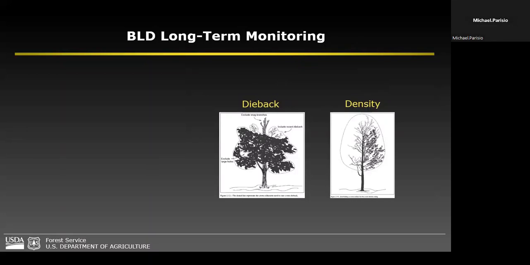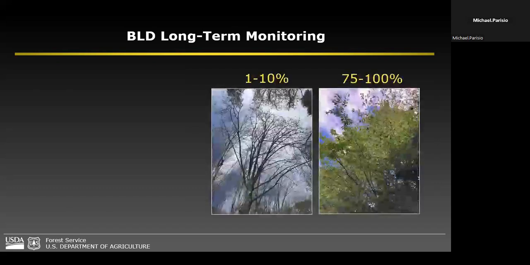In terms of some of the impact metrics that we're looking at, the primary ones would just be our ocular measurements of dieback and density that we're seeing in the forest. Dieback is a pretty straightforward measurement of just how many dead branches we can observe on the tree. Density is more a metric of how much foliage we're looking at. I always struggle to define density, so it's just easier to show you a photo of what that looks like.